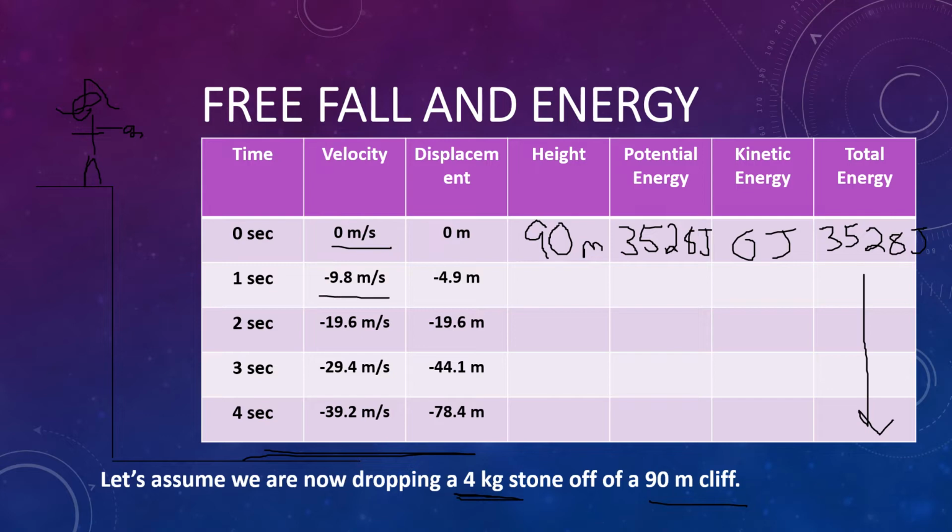I do have a velocity though. So I can use the velocity of negative 9.8 in the kinetic energy equation. So negative 9.8 squared, and remember, a negative squared is a positive. You must be smarter than your calculator. When you square a negative, it turns positive. So negative 9.8 squared times 4 times a half.